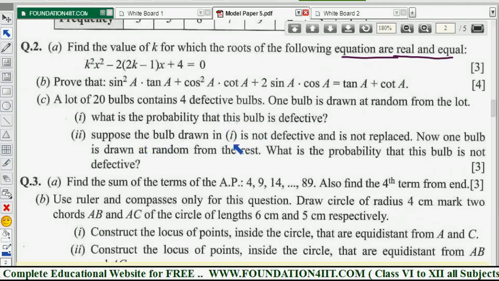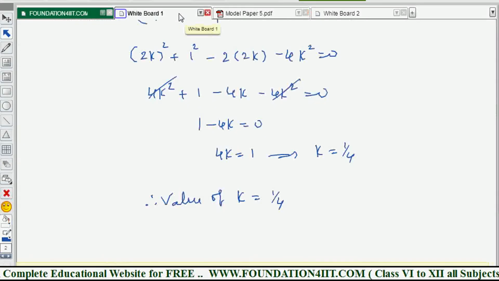And suppose the bulb drawn first is not defective and not replaced. Now one bulb is drawn at random from the rest. What is the probability that the bulb is not defective? So let's take this problem step by step. I'll write and you understand clearly.